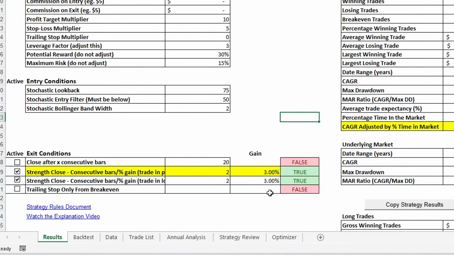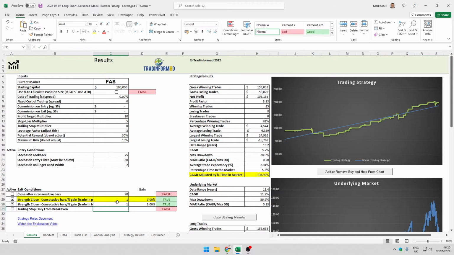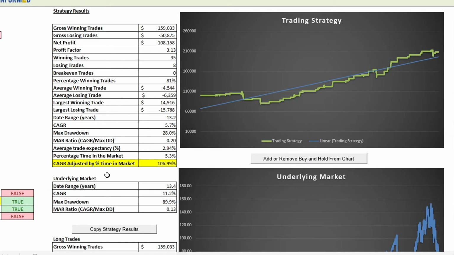We've got 2 of them here. We can adjust them separately. One of them is when the trade is in profit, and one of them is when the trade is currently in a loss. With FAS, I am saying 2 bars of 3%. However, you can see when I adjust these to 1, in real time, everything has adjusted. We're still sloping upwards. Our overall net profit is lower, and our compound annual growth rate is lower. However, our compound annual growth rate adjusted by percentage time in the market is higher.